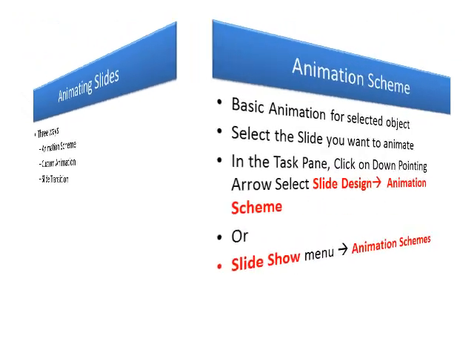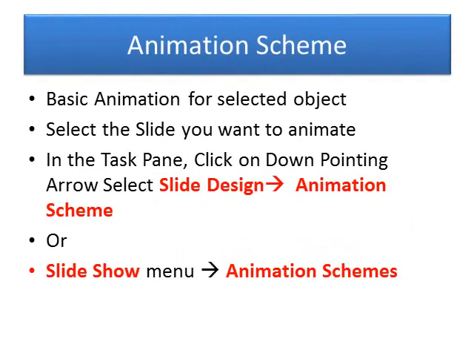Dear children, it is now time for us to learn about the animation scheme. Animation scheme is a basic animation for any selected object. An object you are selecting, it could be a picture or it could be a text you have typed. And the basic animation can be done by the use of animation scheme.